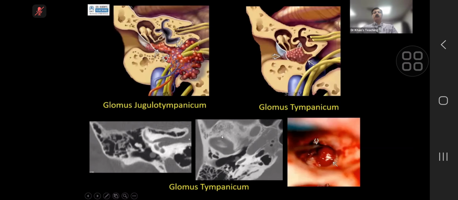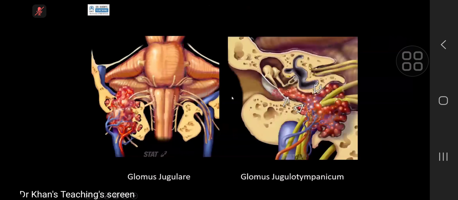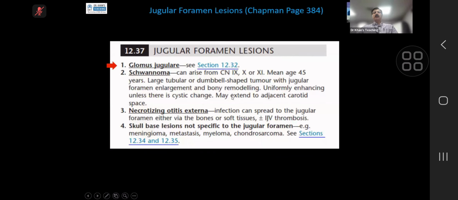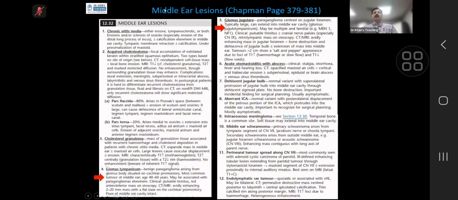These are very vascular tumors, so they will enhance like anything. And another thing is they will cause permeative bony destruction. So the classical scenario is that on a CT scan, this is another differential diagnosis, jugular foramen lesion, glomus jugulare, and it is in the middle ear cavity, and this one is again glomus jugulare. So the key point to remember is 2 points.